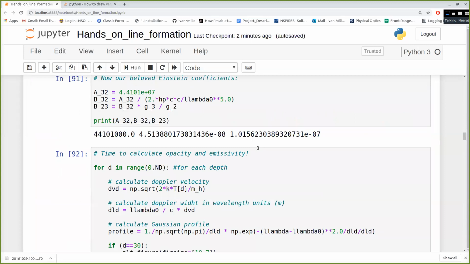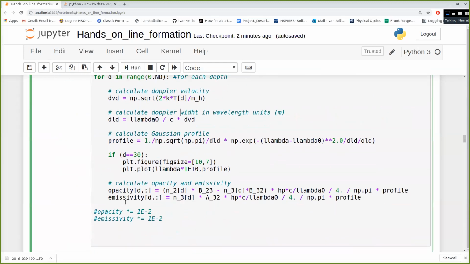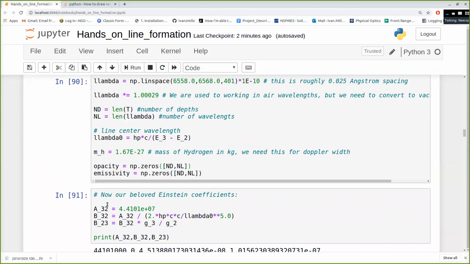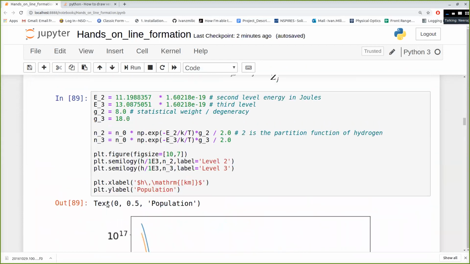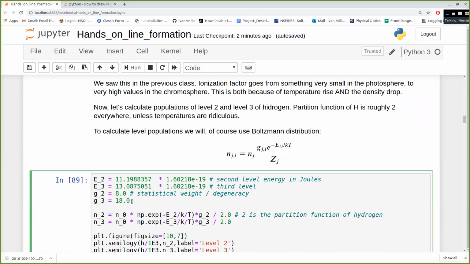Hey, Ivan, so I have a question. In the part where you added some artificial opacity to make sure that Z of 0 kilometers was the same, was at log tau equals 0, how do you know that beforehand? Like, how do you know not to just redefine the height scale to do that?